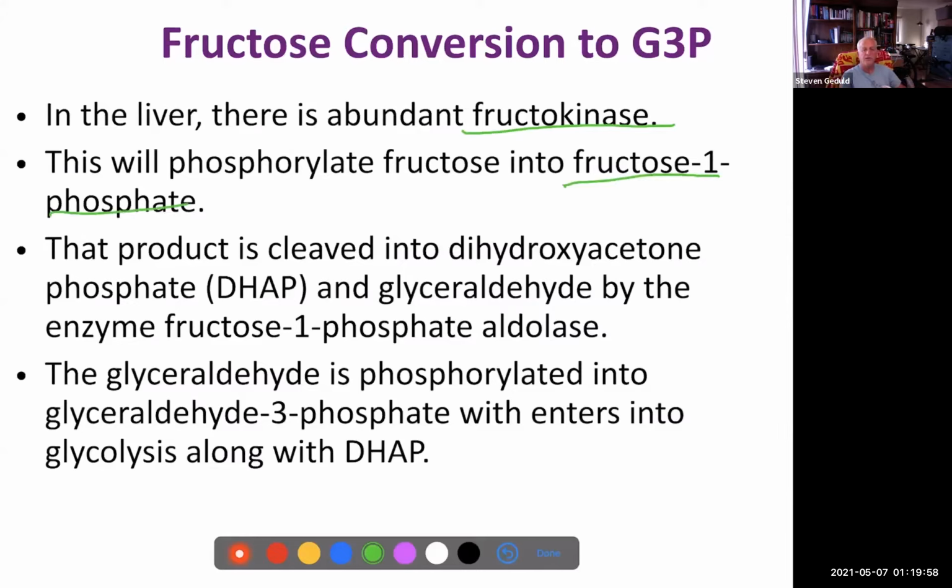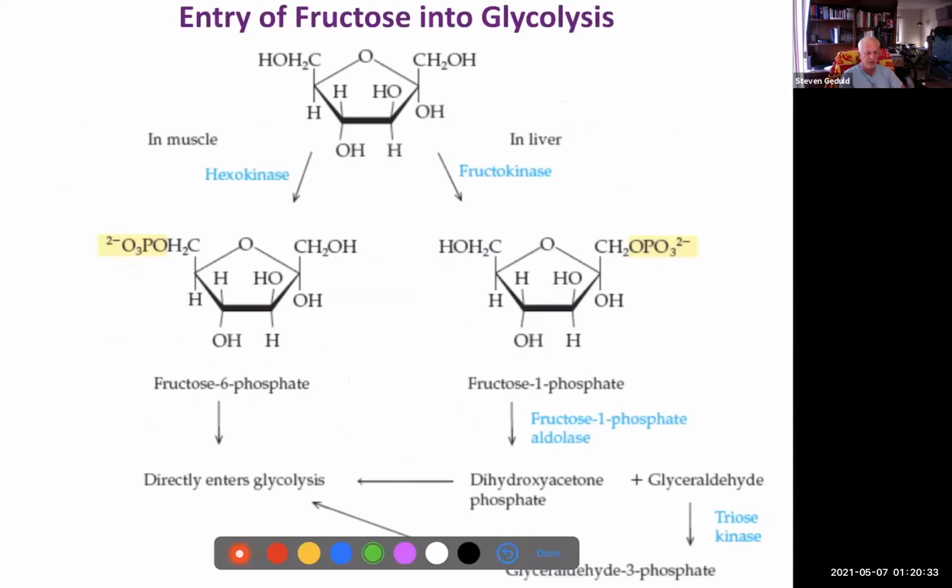Okay? The fructose 1-phosphate is cleaved into dihydroxyacetone phosphate, remember DHAP, and glyceraldehyde, by your enzyme fructose 1-phosphate aldolase. The glyceraldehyde that's formed is phosphorylated into glyceraldehyde 3-phosphate, okay, which enters glycolysis along with dihydroxyacetone phosphate. Okay, it enters just at a different point in the pathway. So it's skipping several steps. It's already there using those enzymes.